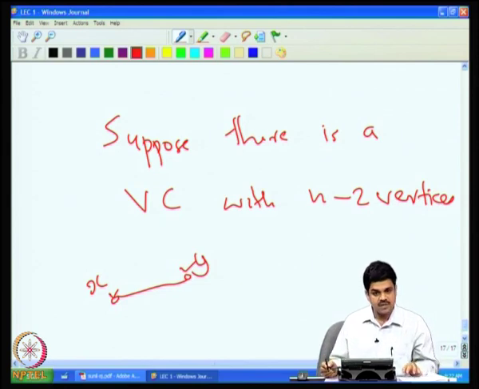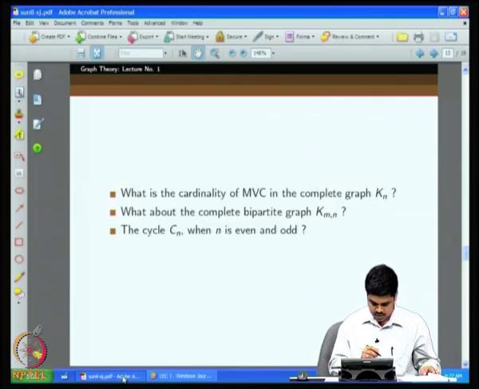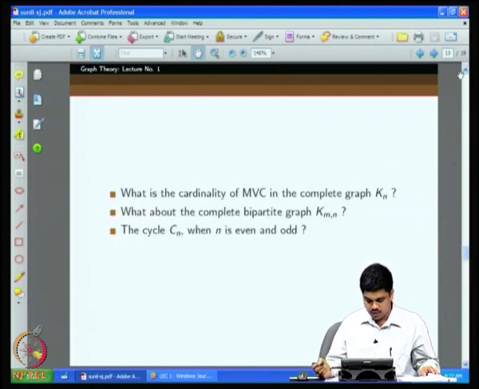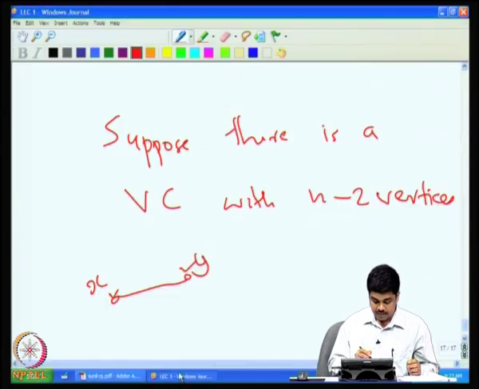Therefore, for a complete graph the cardinality of the minimum vertex cover is n minus 1. Now, let us consider another example. What about the complete bipartite graph K_{m,n}, with m vertices on one side? It is a complete bipartite graph, not a complete graph.